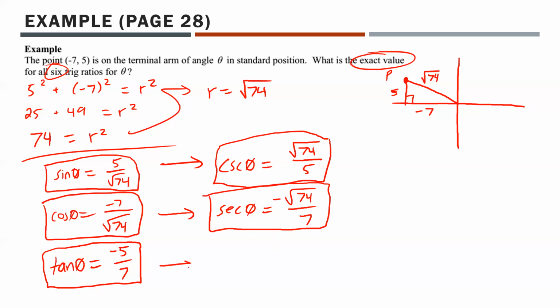And then last but not least here, tangent, it's going to be cotangent theta equals the reciprocal of this. So 7 over 5, and we'll put the negative here on the top, so -7 over 5. That's it. That's all there is to those, right? It's just the reciprocal of the ones that we're already familiar with. Even though they're kind of new, they're still the same idea that we had learned before.